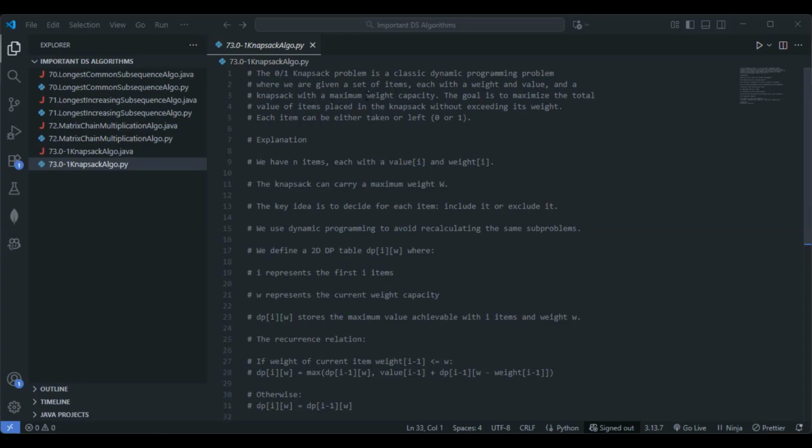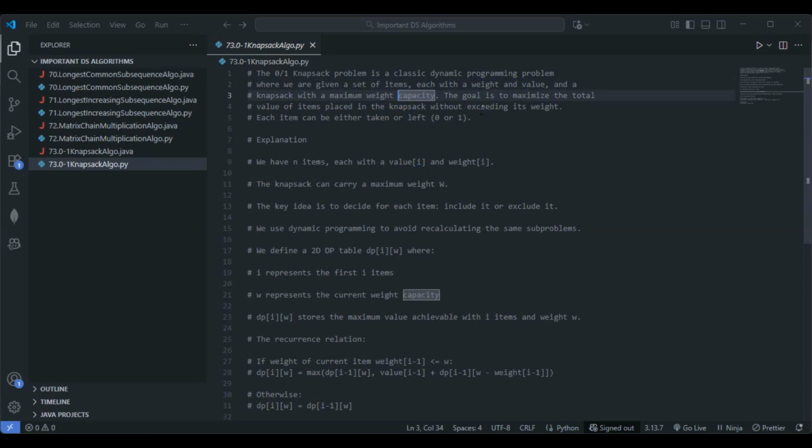The 0/1 knapsack problem is a classic dynamic programming problem where we are given a set of items, each with a weight and value. So each item will be given with a weight and a value, right? And a knapsack with a maximum weight capacity, and the maximum weight capacity will also be given, right?